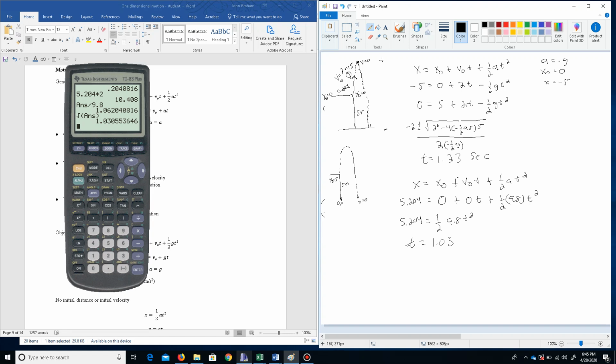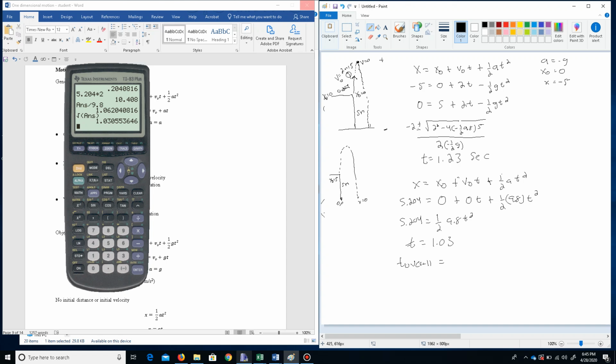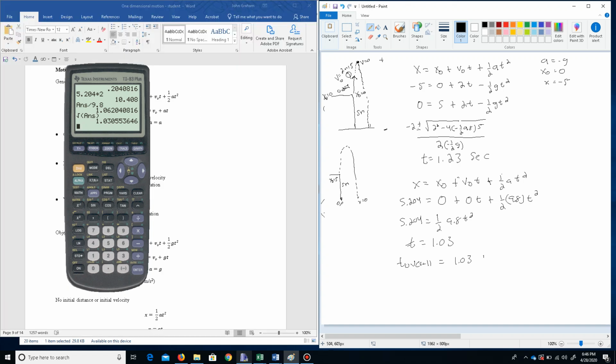That's that section. The overall time is equal to 1.03 plus 0.204, and so you end up with 1.234. So very close. I mean, I rounded here, so pretty much the same time. We're just breaking it down into parts. This way will allow you to avoid the quadratic formula, but that's not a problem to do that.